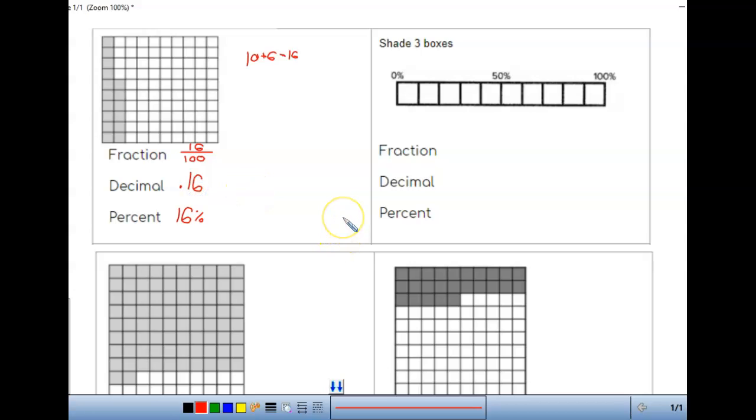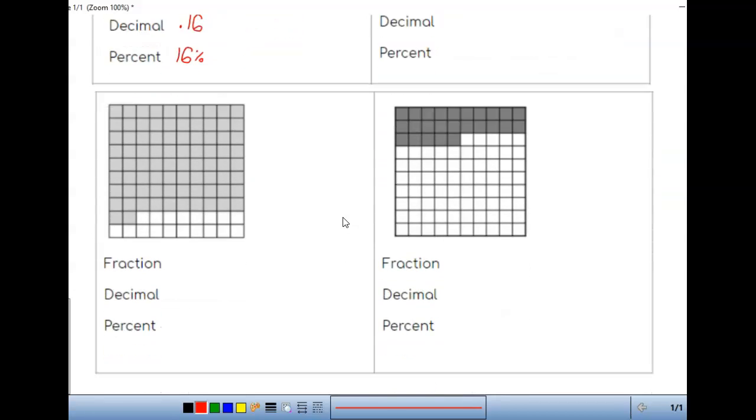Okay, I would like you to pause this video and try these bottom two. I'm skipping the top one. If you're struggling a little bit, I'm going to talk about the one right here on the left.